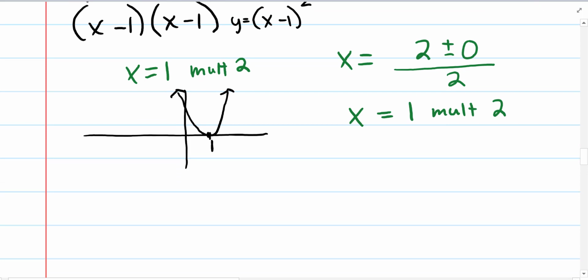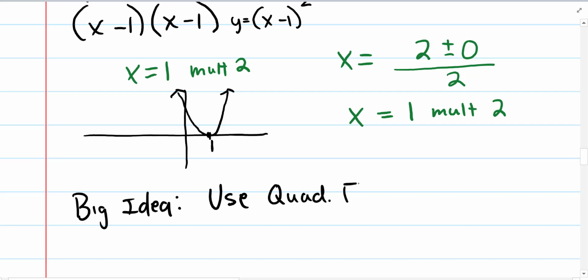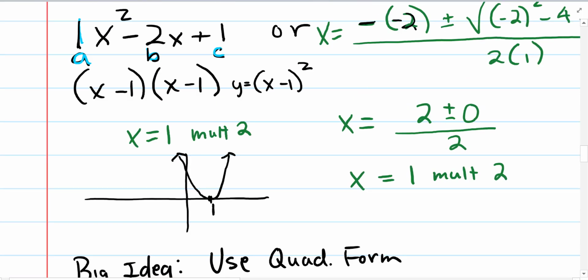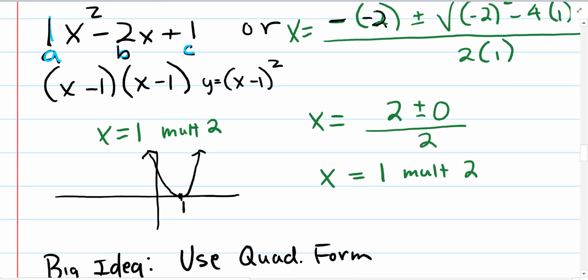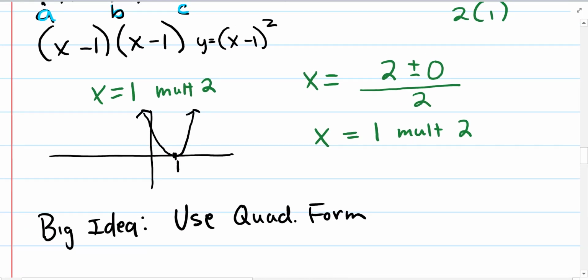So this is the big takeaway, big idea. You can use the quadratic formula on any quadratic term. So those of you that have a very difficult time factoring, plug the a, b, and c into the quadratic formula and you'll be able to find the x values.